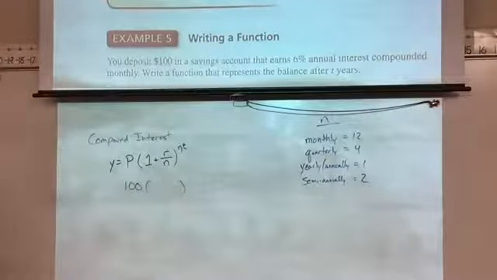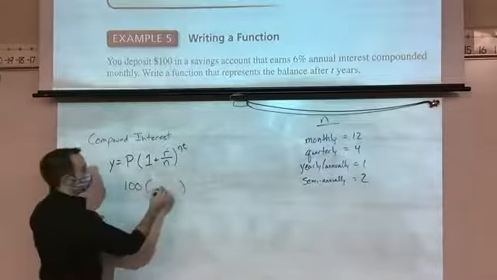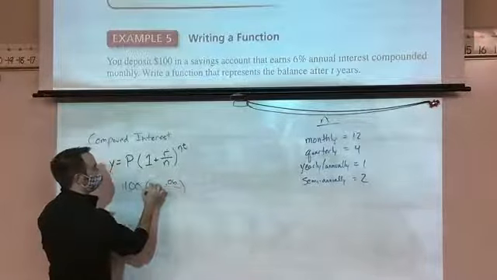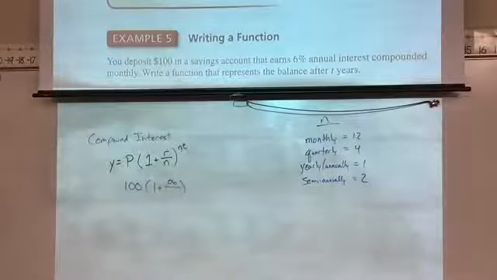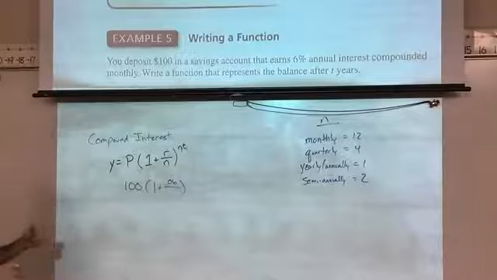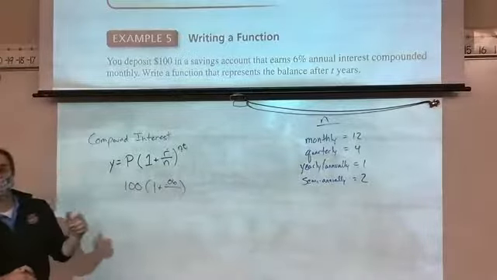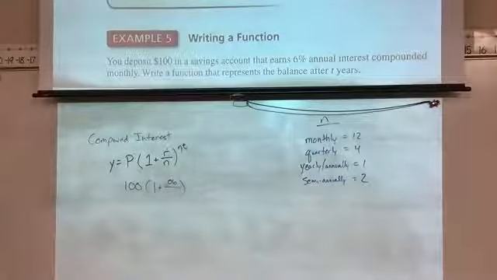All right, what else do we have here? R is going to be 0.06. Make sure it's 0.06 and not 6 or 0.6. 0.06 for 6%. If you put 0.6, that's a 60% interest. And if you can find 60% interest somewhere, you're going to be super rich. If you can find 6% interest, you're going to be super rich. Anyway, we got 0.06 in for R. Good. What else?